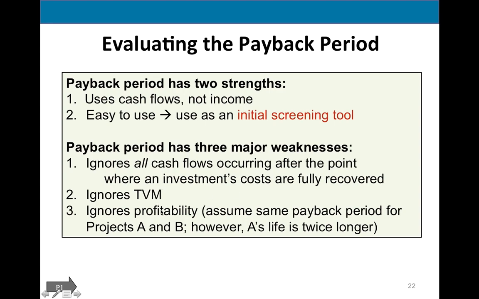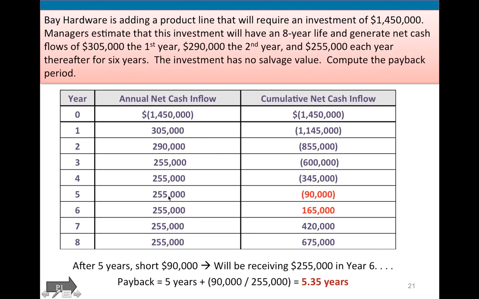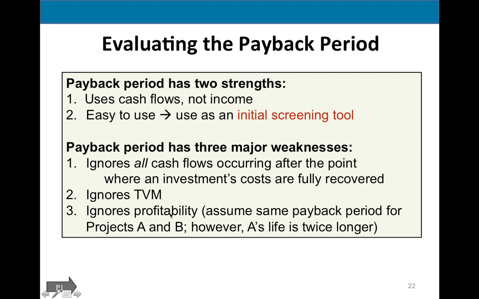This method ignores time value of money. As you will see, 255,000 from 5 years from now is not really worth 255,000, right? I have to spend 1,450,000 today, but I'm then counting all these future cash inflows in present value terms, which is wrong. And also, it ignores profitability, right? Like if two projects have the same payback period, however, the life for project A is twice longer, then project A should be preferred over project B, but the payback period does not show it to me.